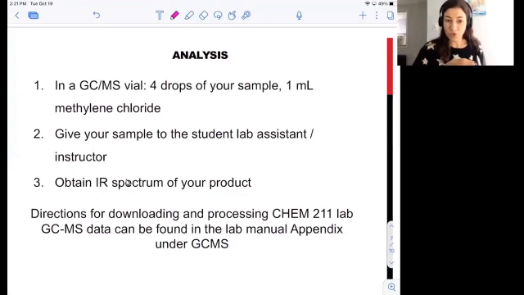The last thing you'll do before you clean up the lab is obtain an IR spectrum of your product. Think about the alcohol starting material. If you have any alcohol remaining in your product mixture, what specific peak that's very indicative of an alcohol do you expect to see in your infrared spectrum?